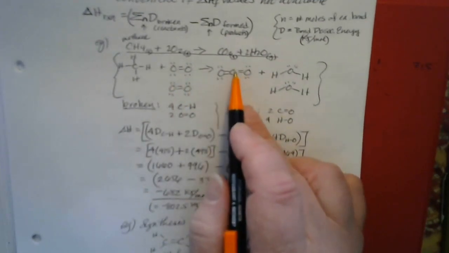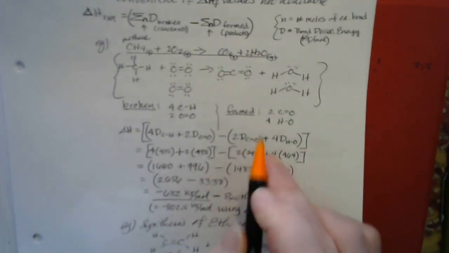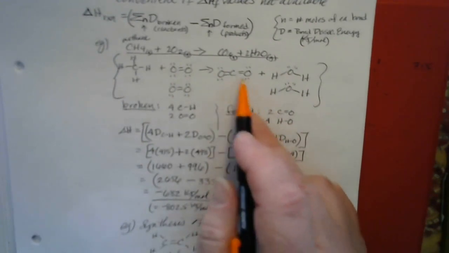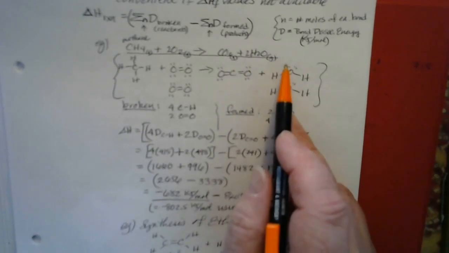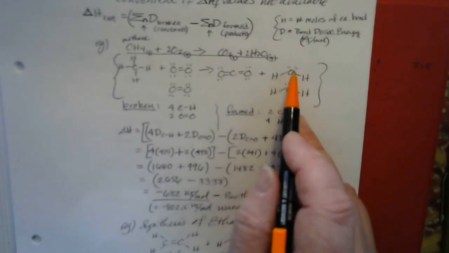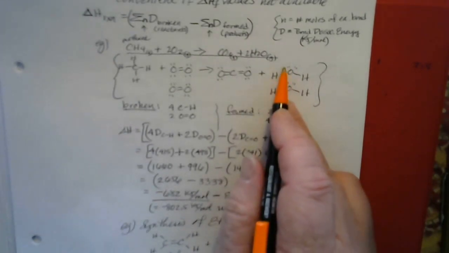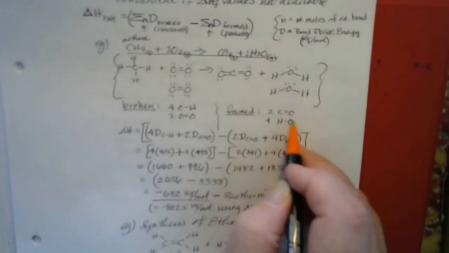For the bonds being formed, again, you need to know that in carbon dioxide, you have 2 carbon-oxygen double bonds, because their tables also list values for carbon-oxygen single bonds. So you want to be sure you're getting carbon-oxygen double bonds. So among the bonds formed would be 2 carbon-oxygen double bonds. And then we have two water molecules, and each of them contains two hydrogen-oxygen single bonds. And so two bonds in each molecule, two molecules means four hydrogen-oxygen single bonds.